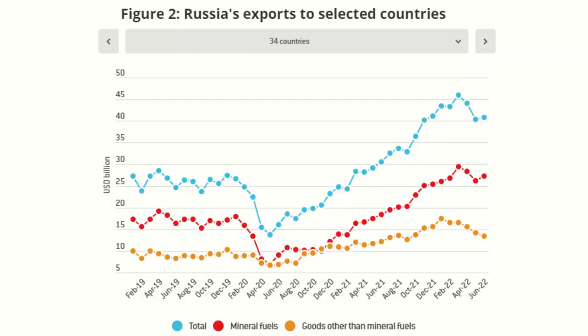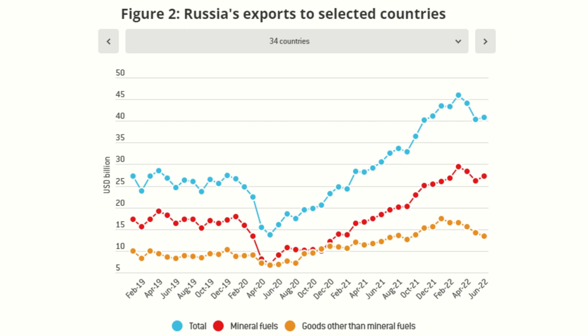So in terms of the impact of the sanctions so far, I wanted to share with you some data which shows what's been happening to Russia's imports and exports over the course of the last 6 months or so. This chart shows the value of Russian exports dating back to February 2019 and runs through to the quarter ending June 2022, which is the last set of data that's been released. Now, the three lines depicted on this graph show the total amount of exports in blue, mineral fuels in red, and goods other than mineral fuels in orange.